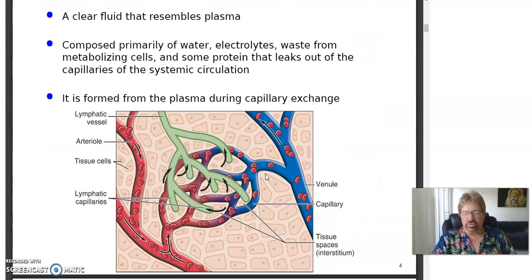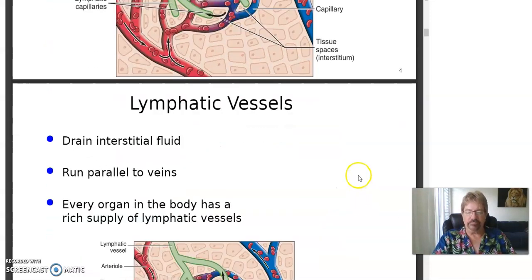But okay, what is lymph? A clear fluid that resembles plasma. I always say it's like what's in a blister. Composed primarily of water, electrolytes like sodium and potassium, waste from metabolizing cells, and some protein that leaks out of the capillaries of the systemic circulation. It's formed from the plasma during capillary exchange. Remember, plasma is the liquid portion of the blood. In capillary exchange, the lymphatic system forms. Here's the venule, here's the little capillaries.